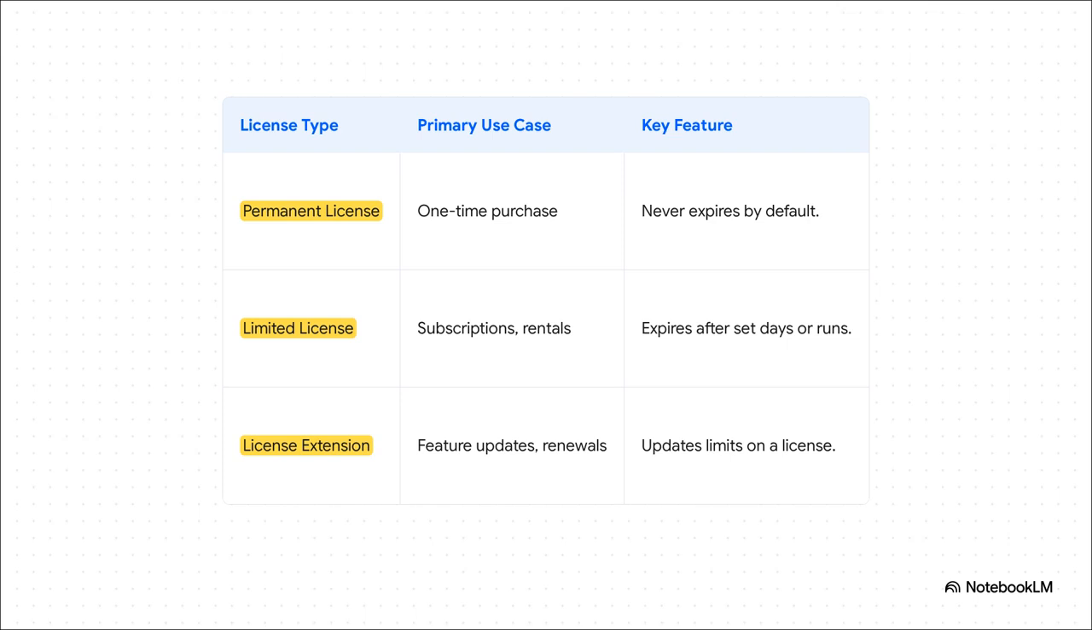You've got your standard permanent license, perfect for one-time sales. Then for things like subscriptions or software rentals, you can use a limited license that expires. And what's really cool is the license extension, which lets you renew a subscription or even push feature upgrades to an existing license, all without the user having to reinstall anything.